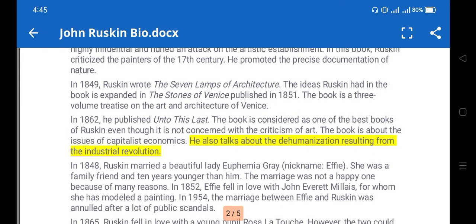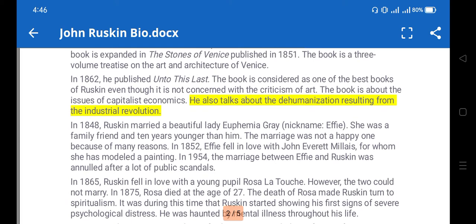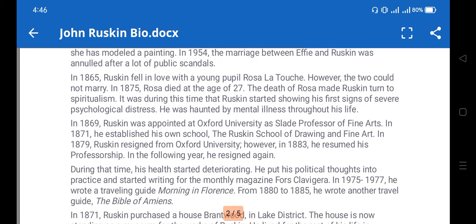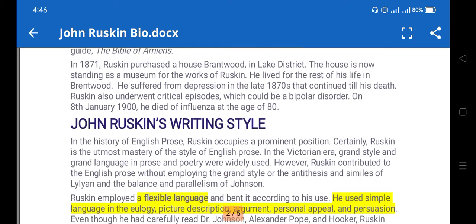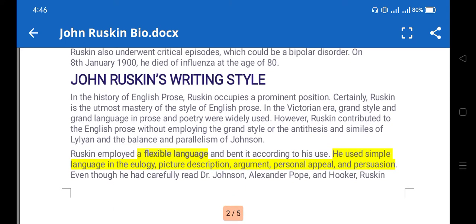His other works include The Seven Lamps of Architecture, ideas Ruskin had expanded in The Stones of Venice. These are not included. The essay that is included in your syllabus is another work by John Ruskin, so we'll discuss it in relation to that essay, and I'll also discuss that essay in a detailed analysis. He also talks about dehumanization resulting from the industrial revolution, and his major concern with the working class, in his essay.